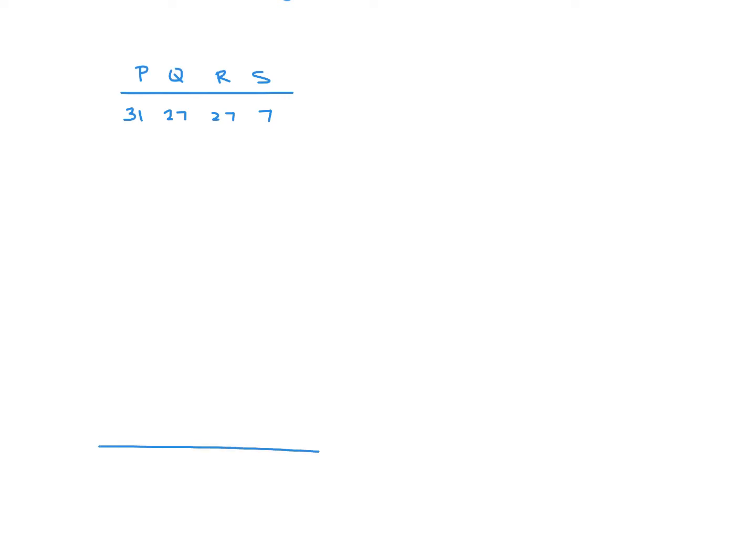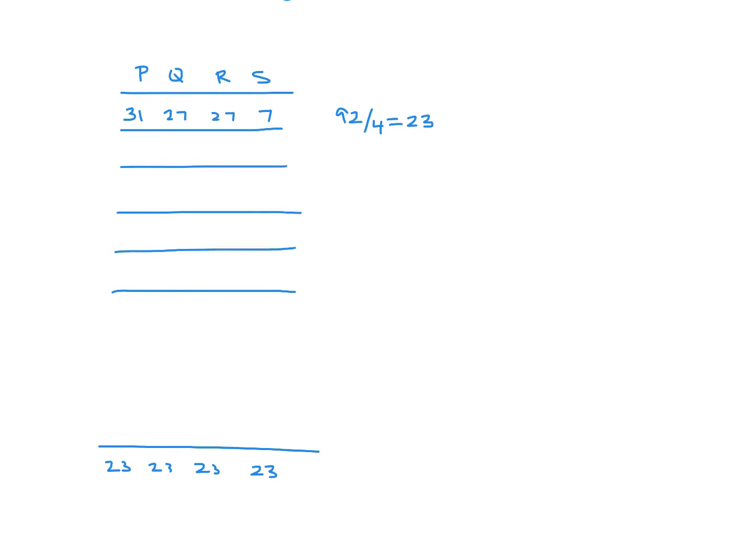So if we add these up, 31 plus 27 plus 27 plus 7 is 92. And if each has to have equal, 92 divided by 4 would be how many? So each would eventually have 23. Because the total number doesn't change. Just the distribution changes. All right, so let's figure this out. And this is just fiddling around. I think a lot will have to be added to S, because S only has 7 in the beginning.